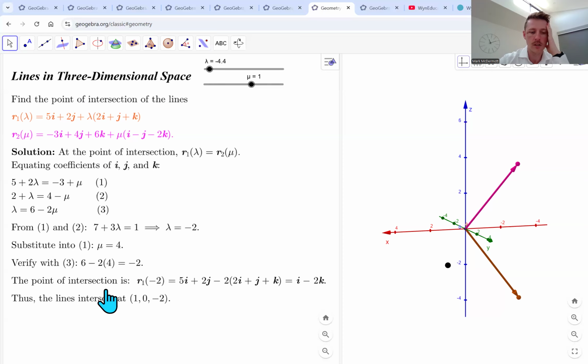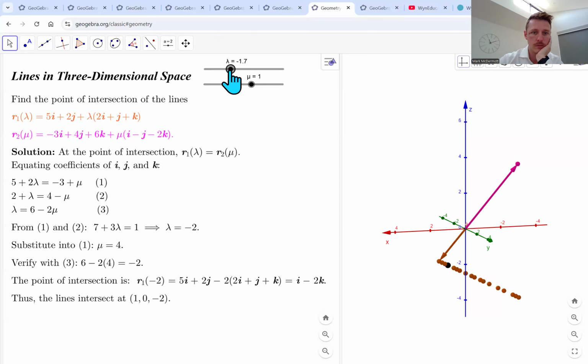So the point of intersection is when lambda is negative 2. When lambda is negative 2, we can see that that black point there is the point of intersection. By substituting negative 2 into R1, you get i minus 2k. And so the point of intersection is at 1, 0, negative 2.